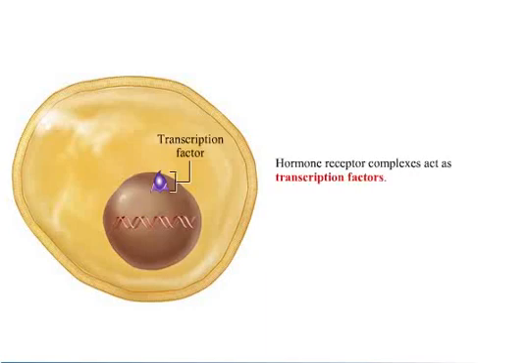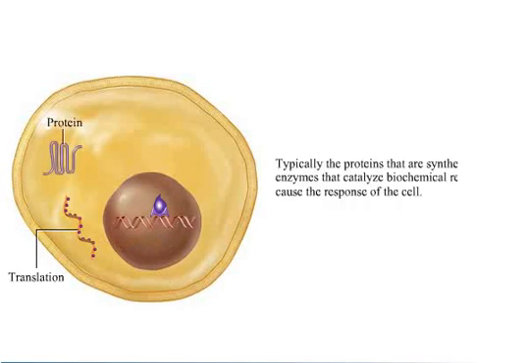Hormone receptor complexes act as transcription factors. They bind to specific regions of DNA called hormone response elements. Typically, the binding results in activation of, or turning on, a particular gene. When a gene is activated, messenger RNA, mRNA, is produced and enters the cytosol where it is translated to form proteins. Typically, the proteins that are synthesized are enzymes that catalyze biochemical reactions and cause the response of the cell.